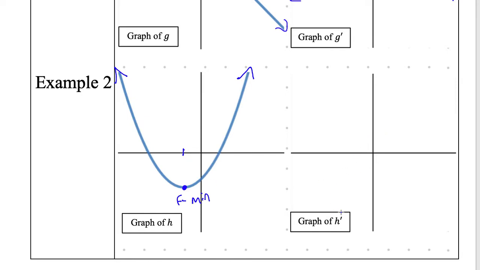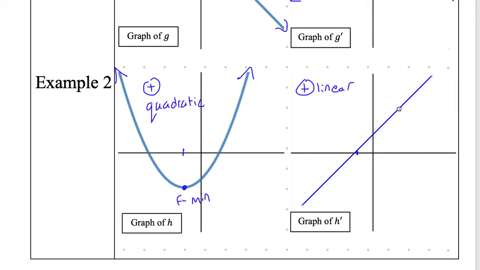On a graph of h prime, the y-axis is height, which means my height should go through 0 at the same x-coordinate. What type of function is this? Is it positive or negative? Positive quadratic. So it should be a positive linear, and it should go through the same x-coordinate as your f minimum. It's a positive linear that goes through that same x-coordinate.